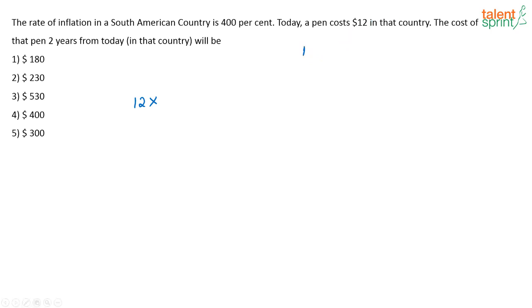12 into, see, it is increasing by 400%. So 1 plus 400 by 100, or 500 by 100, correct? So 12 into 500 by 100 will be the cost of the pen next year. Again next year, again there will be an inflation of 400%. So again into 500 by 100. So this will be the cost of the pen after 2 years.